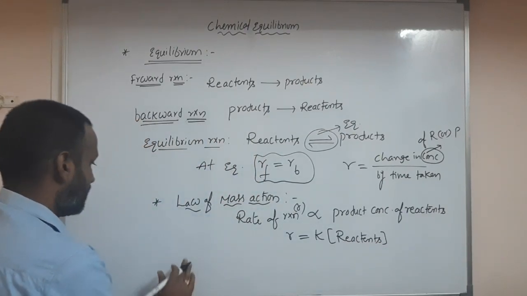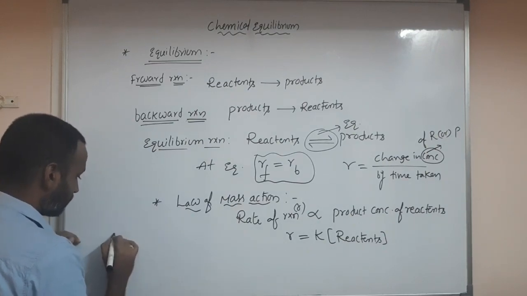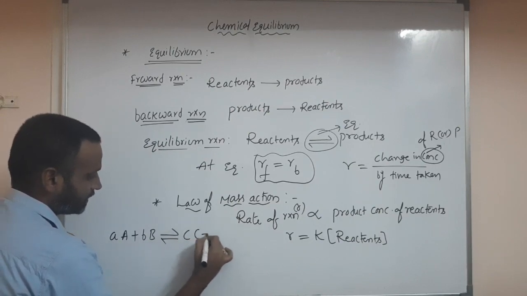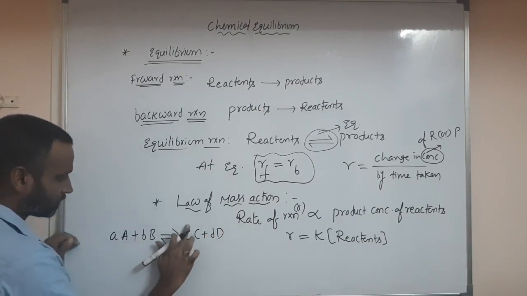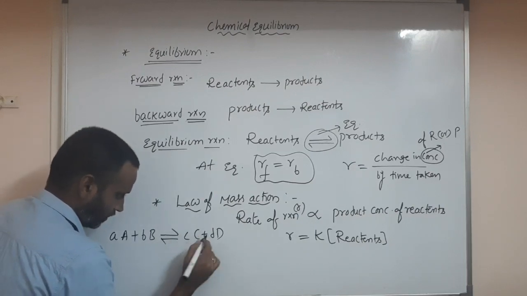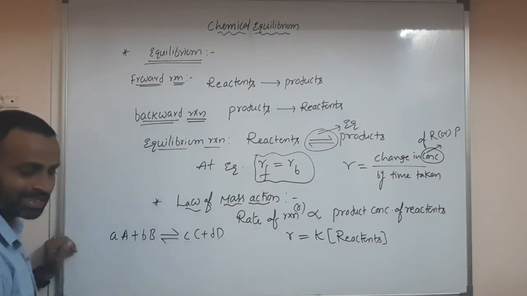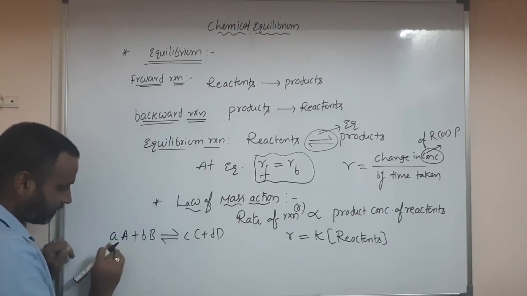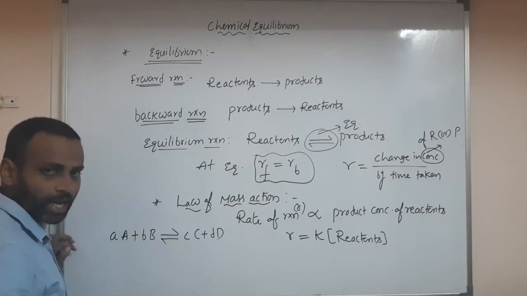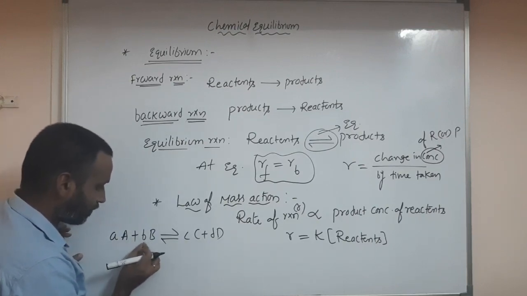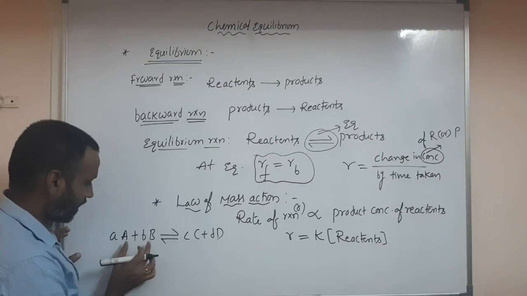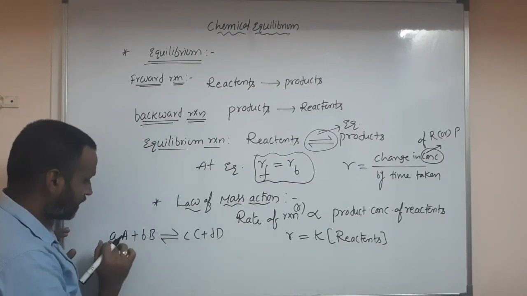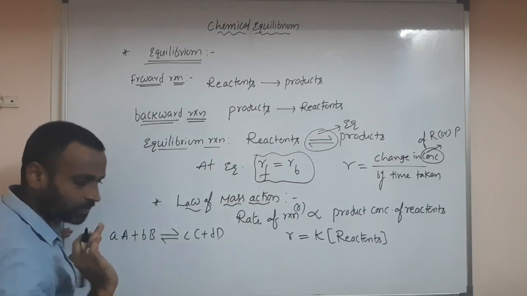See, for a reaction, suppose aA + bB equilibrium cC + dD. What are small c and small d? They are the number of moles, the reaction coefficients. Even here, small a and small b are also reaction coefficients, the number of moles of A and B. Capital A and B are the reactants, and small a and small b are their numbers of moles.